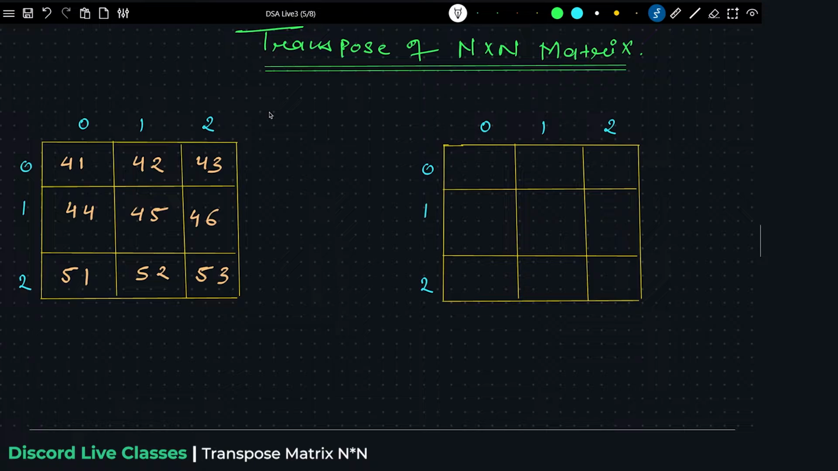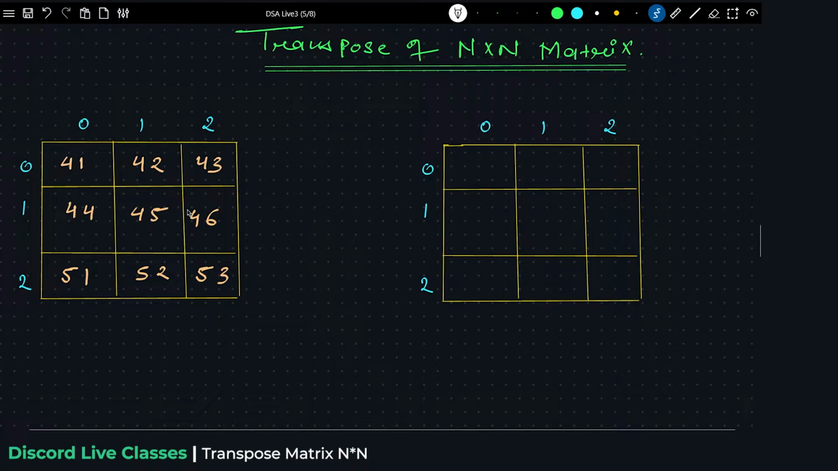Those who are not aware of what the transpose of a matrix actually is, it is very basic mathematics, so let me tell you in two minutes. Transpose is nothing but changing the columns into rows and rows into columns. You will get the transpose of the matrix. Say this is our 2D matrix with rows 41, 42, 43. If I want to find its transpose, you just need to convert the rows into columns and columns into rows.